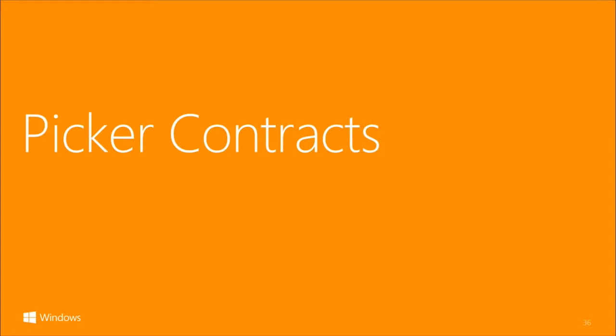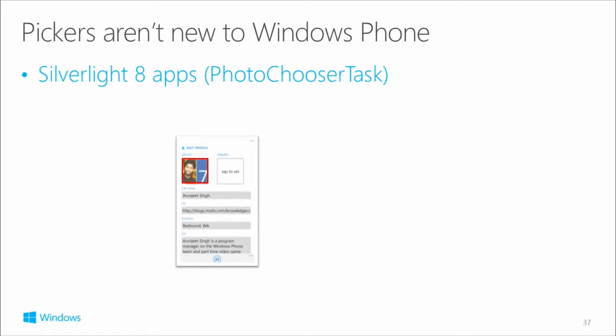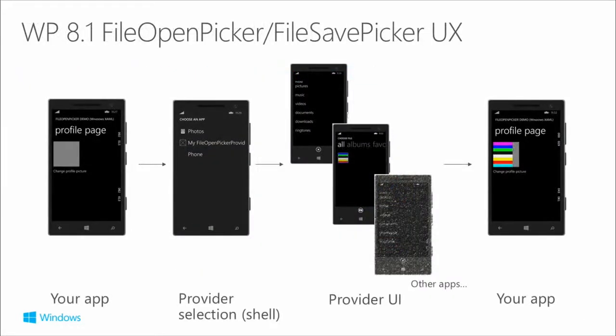Right, lastly in this module, we're going to talk about picker contracts, which is the file open picker and file save picker. These are actually surprisingly interesting. Pickers aren't new to Windows Phone either. We had the photo chooser task in the .NET APIs for Silverlight Windows Phone 8, where you can go and pick a photo from your album.